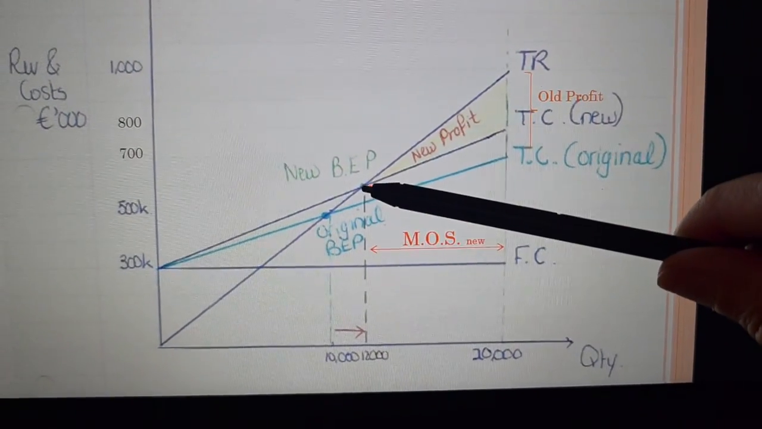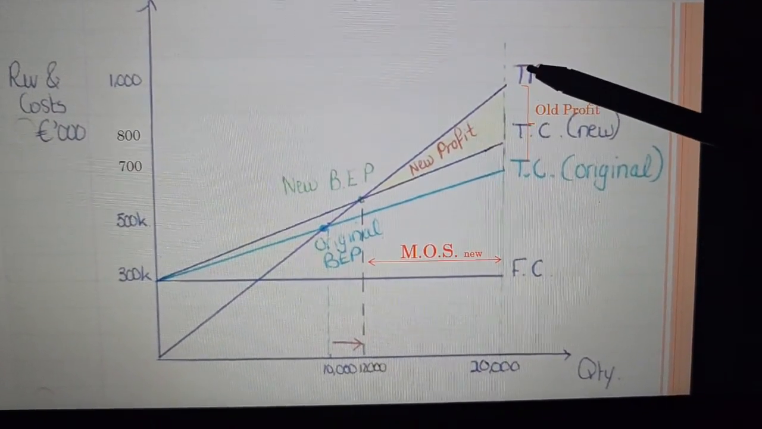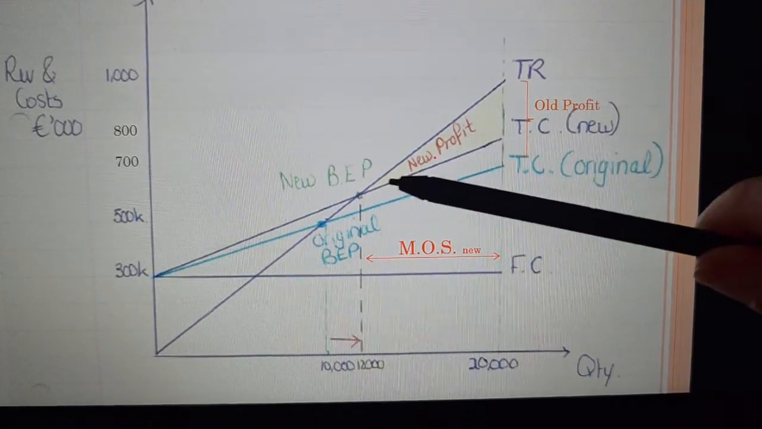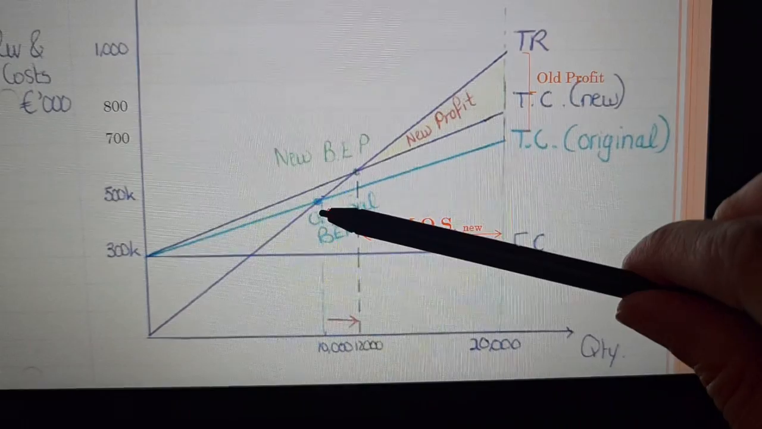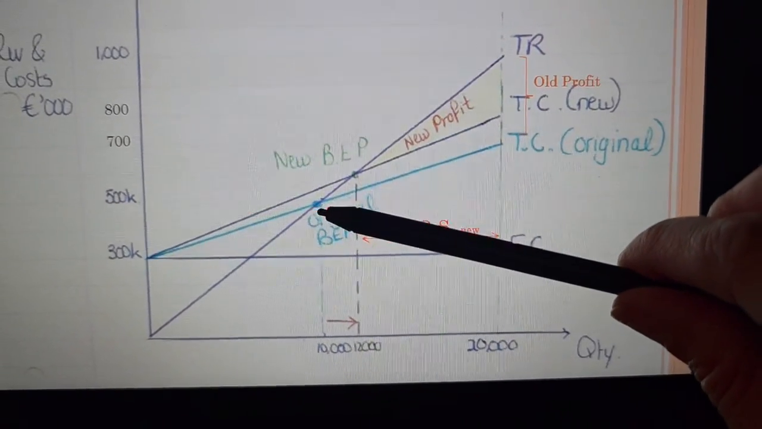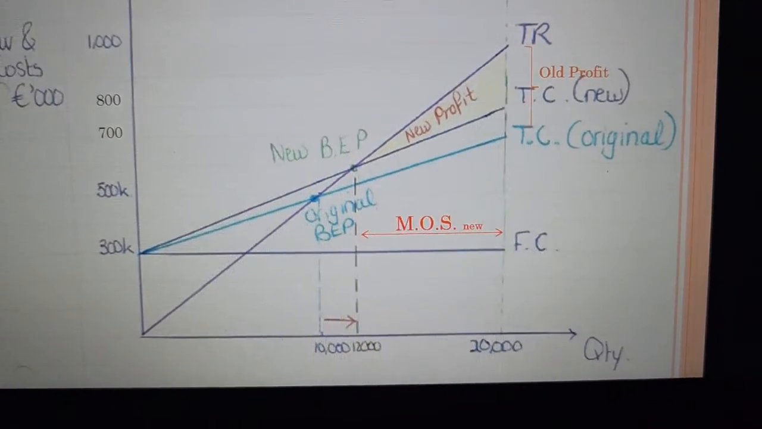Okay, we now also have a new break-even point where your total revenue line intersects with your new total cost line, which is that point there. That's your new break-even point, whereas that one was the original break-even point. Or you can call it break-even point 1, break-even point 2 if you want.